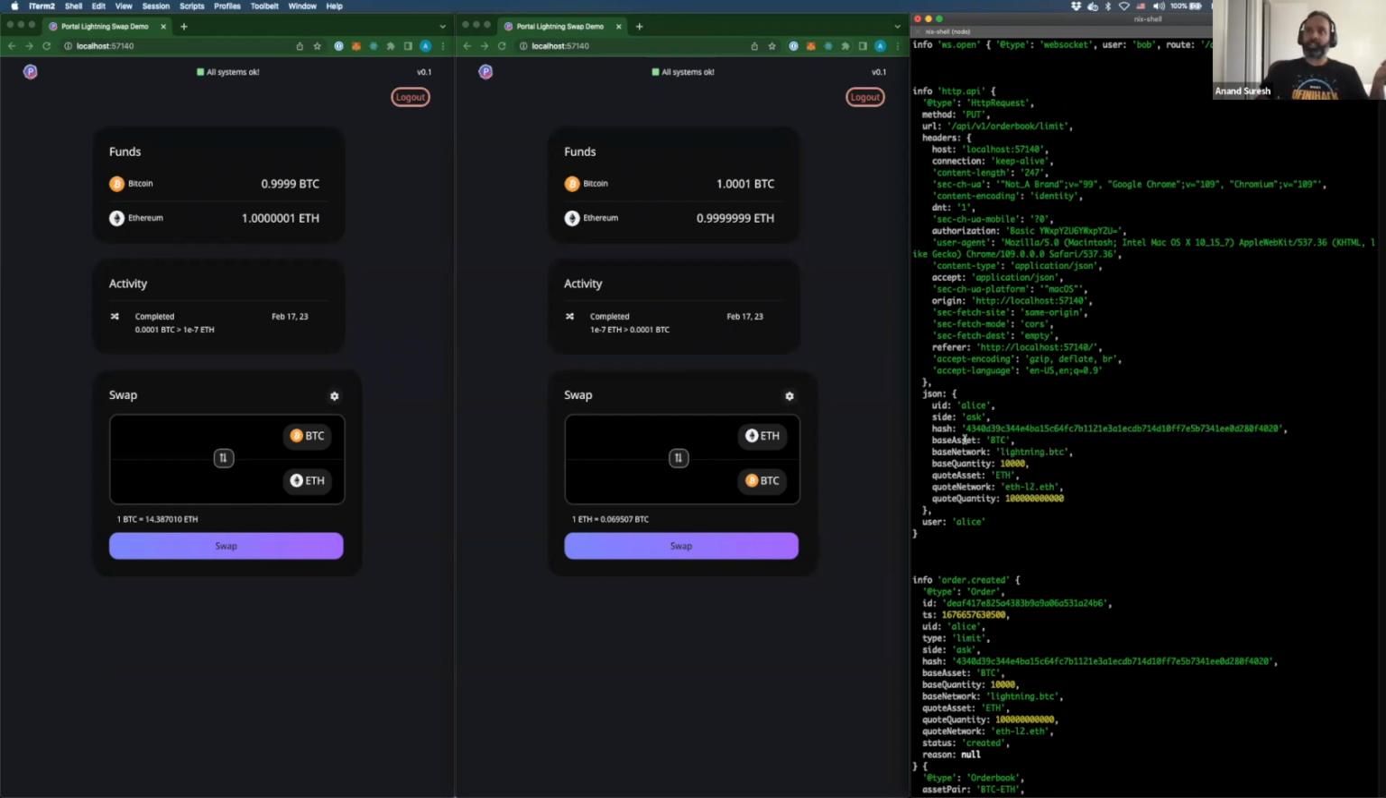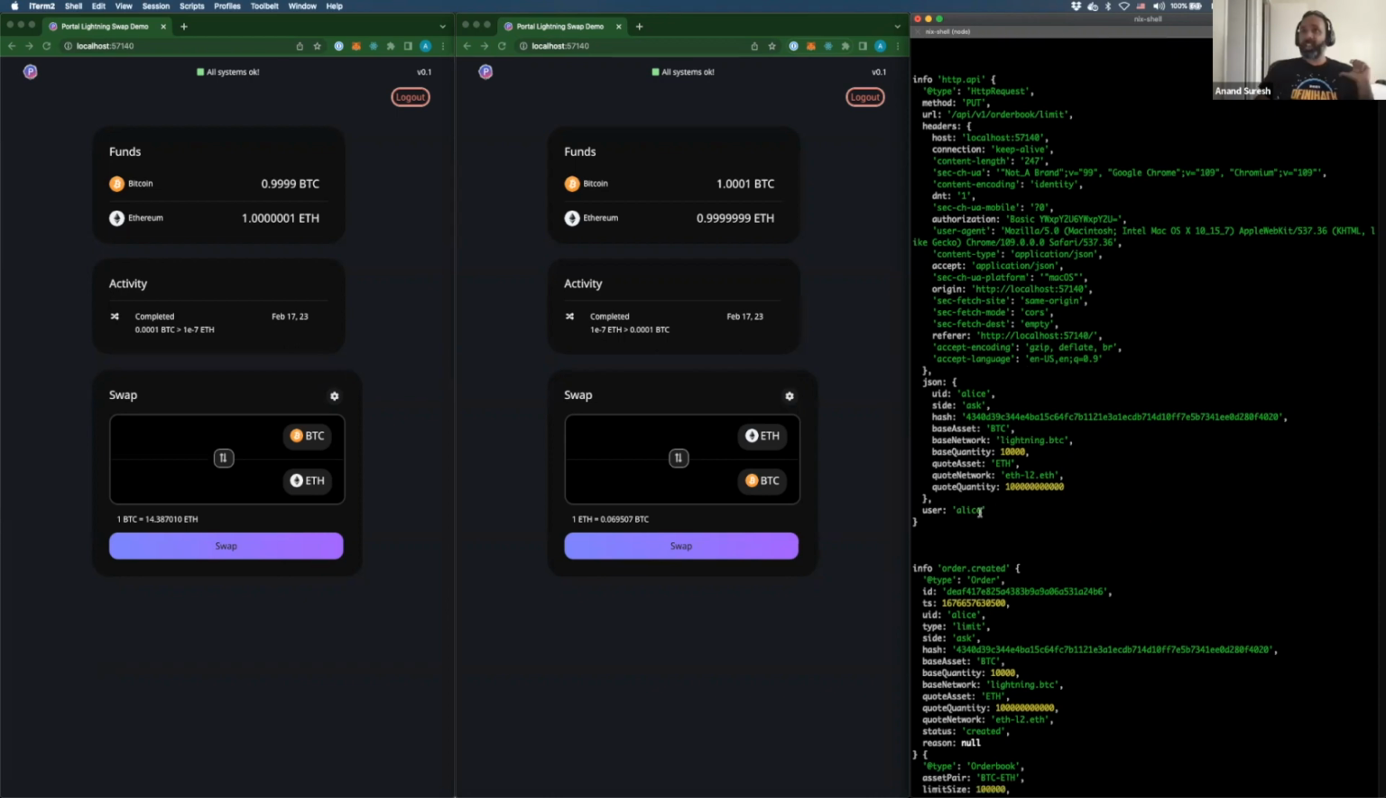So you can see the base asset is Bitcoin over here, trading 10,000 sats. And the quote asset is Ether, looking for, what is this? I want to say about a billion, about 100 billion wei. So, that's basically the order that's coming in from Alice.